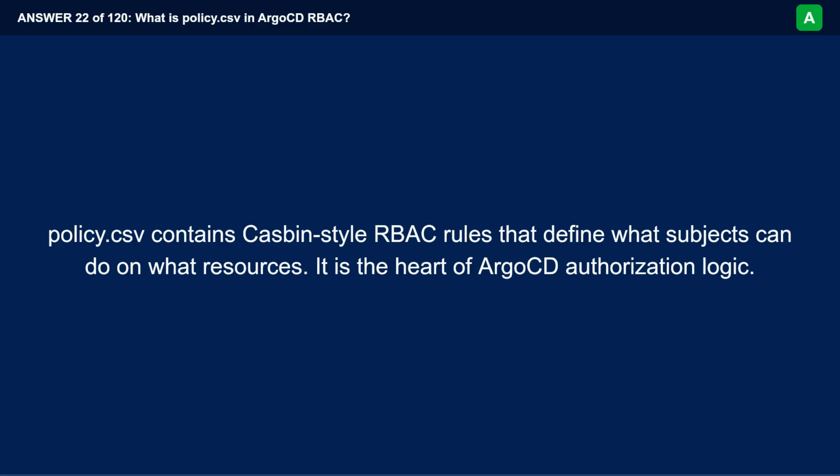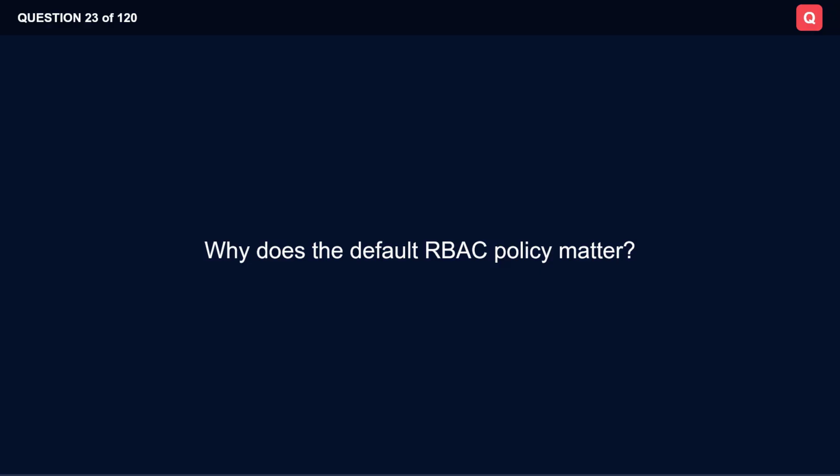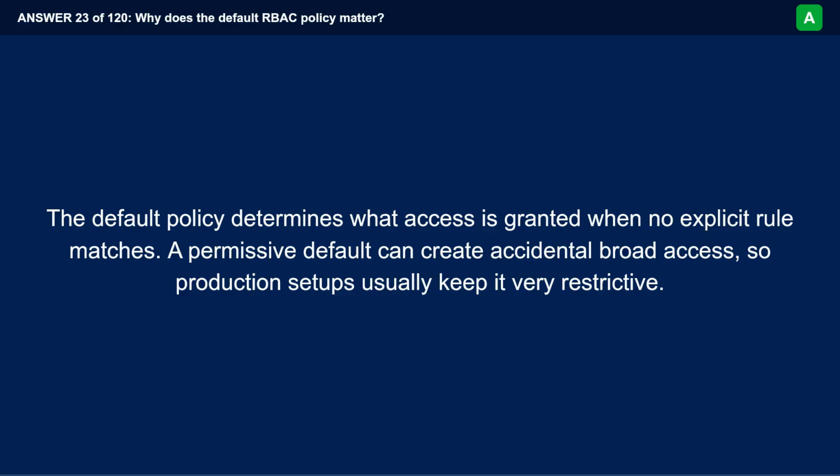Policy CSV contains Casbin-style RBAC rules that define what subjects can do on what resources. It is the heart of ArgoCD authorization logic. Why does the default RBAC policy matter? The default policy determines what access is granted when no explicit rule matches. A permissive default can create accidental broad access, so production setups usually keep it very restrictive.